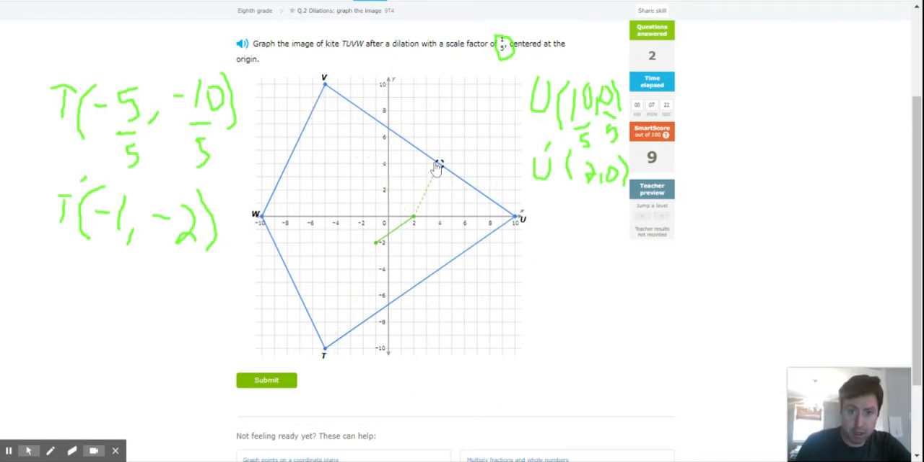Now we're going to go to V. Let me get my pencil back out for V. The original point for V looks like it is at -5, 10. Now, look at this. You're going to like this. This is very familiar to point T. The only difference is my 10 is positive and not negative. So now I'm going to do V prime, and here I'm going to divide both of these by 5.